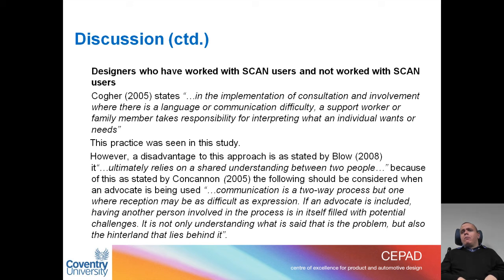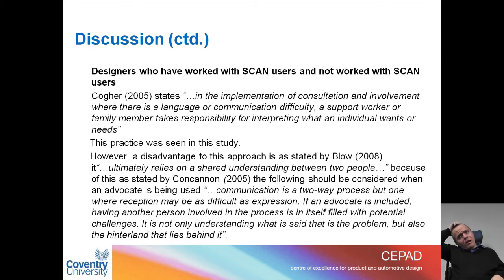This is from both the designers that have worked with scan users and the designers that have not worked with scan users. They stated, like I've said in previous slides, that a lot of them used intermediaries. Now, there are advantages to that approach, there are disadvantages to that approach. Certainly Cognos says it's a recognised approach.